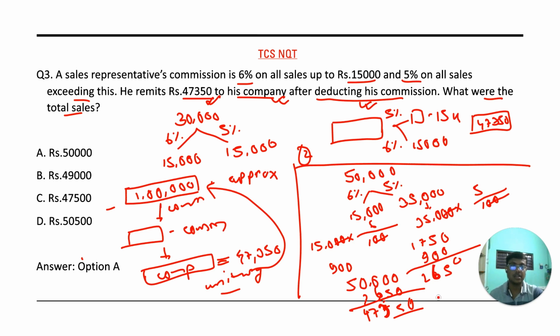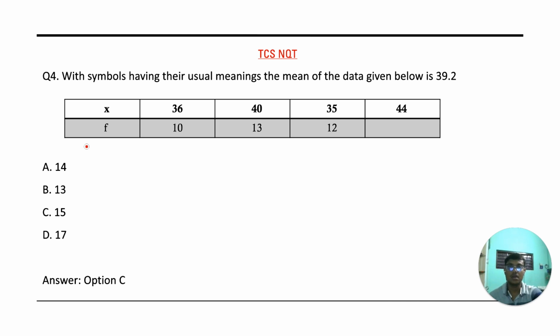So 47,350 is what we get after deducting the commission, and that is equal to the given value. Hence, option A is our correct option. Hope you all got the logic. Let's move on to question 4.